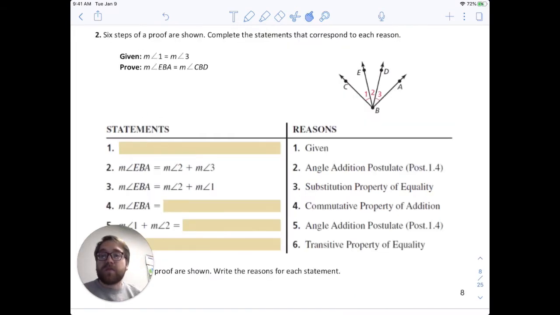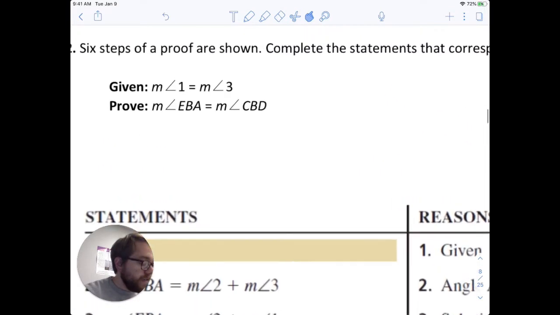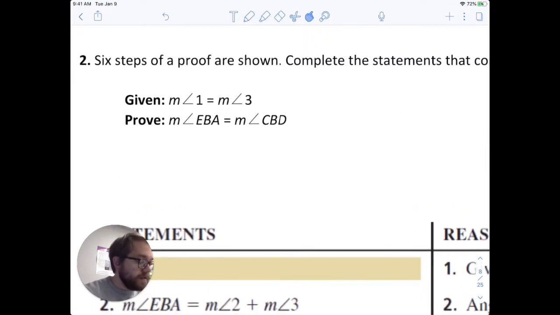Let's look at this other proof. In this one, we're given the measure of angle 1 is equal to the measure of angle 3. And we want to prove that the measure of angle EBA is equal to the measure of angle CBD.